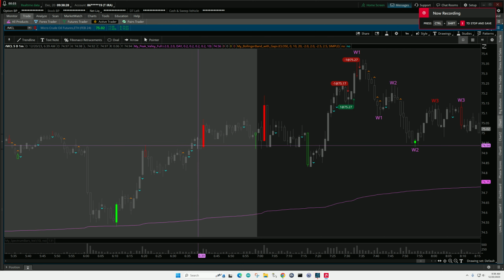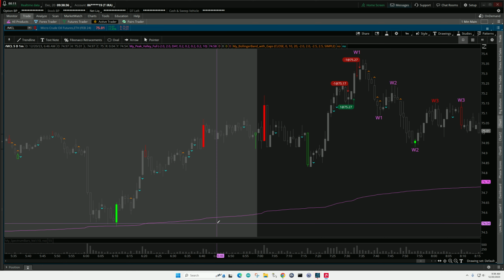December 20th, 2023, micro crude oil futures. That's the ticker where I'm flashing my cursor. 1 minute chart. I'll show you my trade. It's today in this contract, and I'll show you the waves, and I'll show you the targets and the gaps.